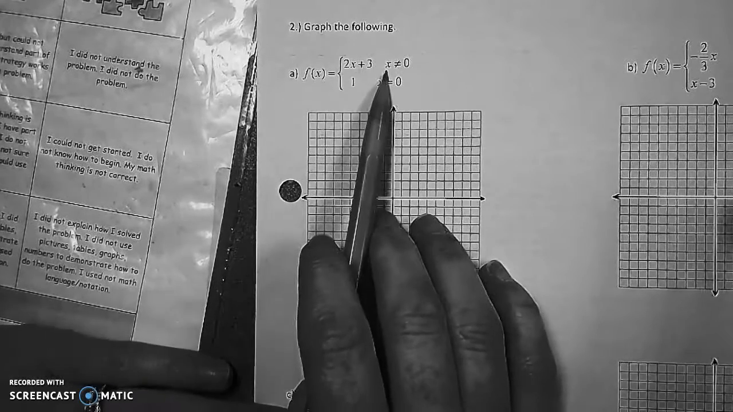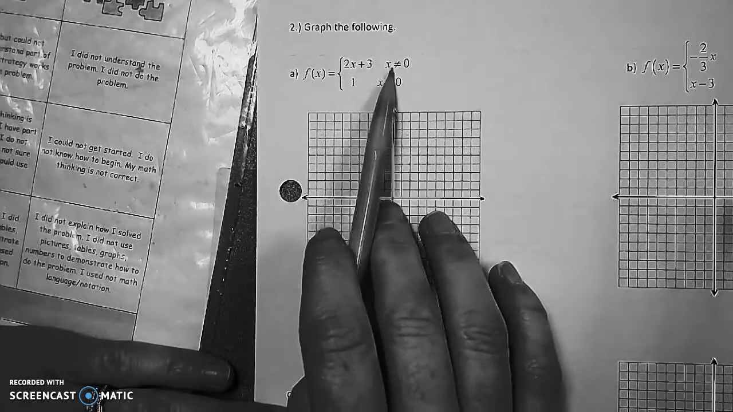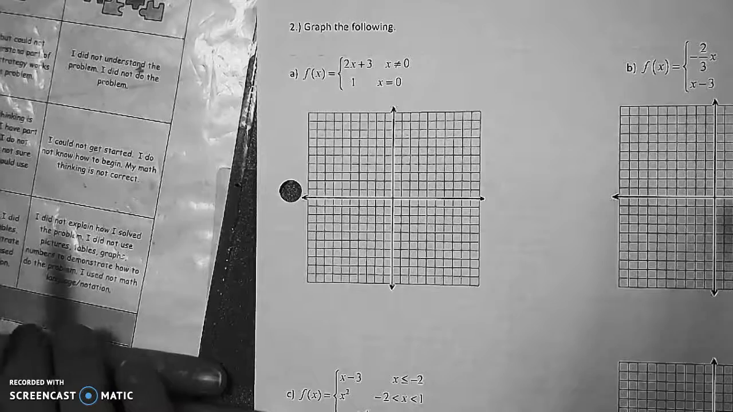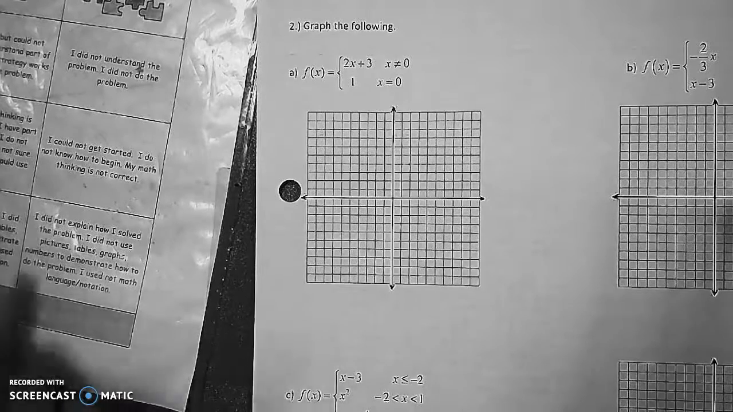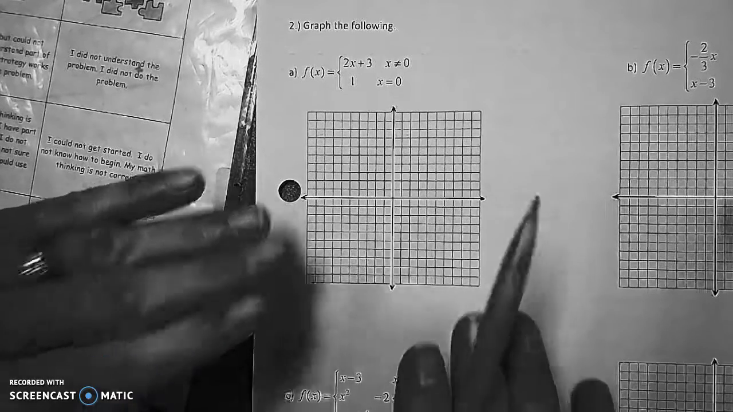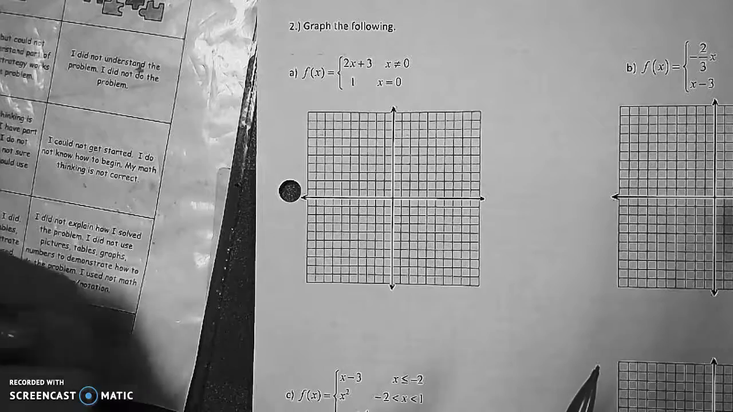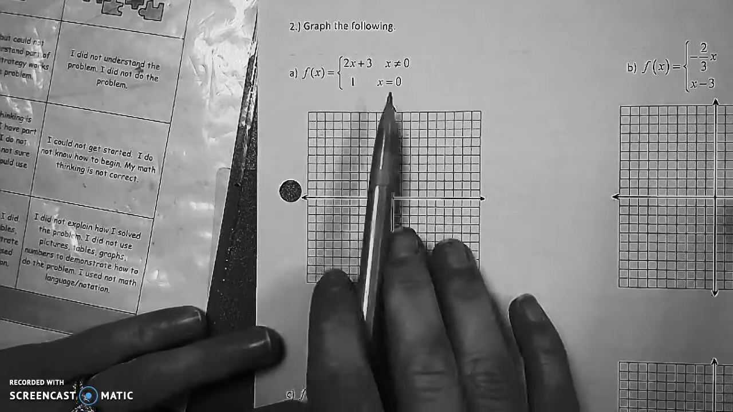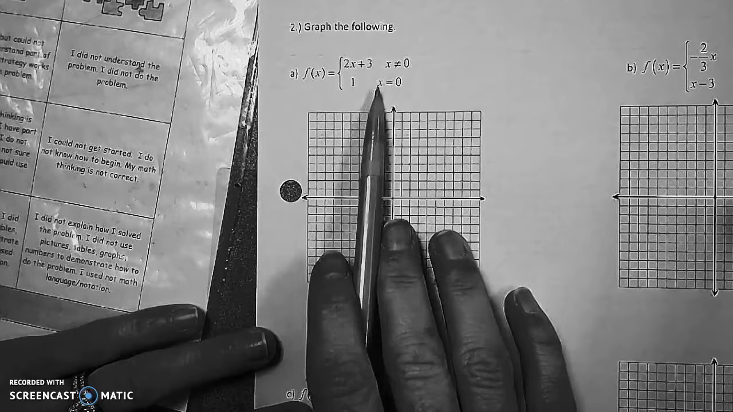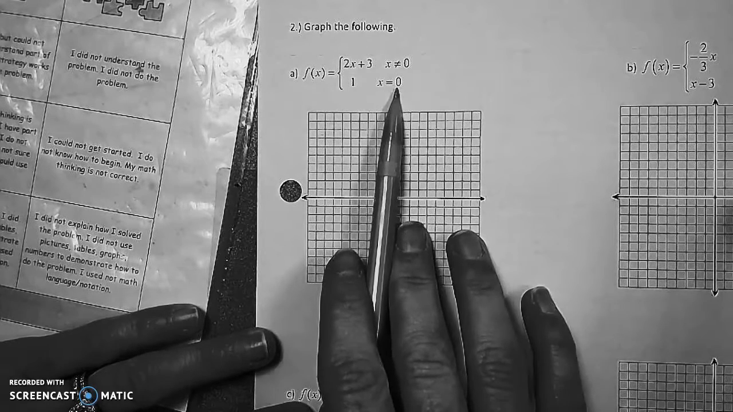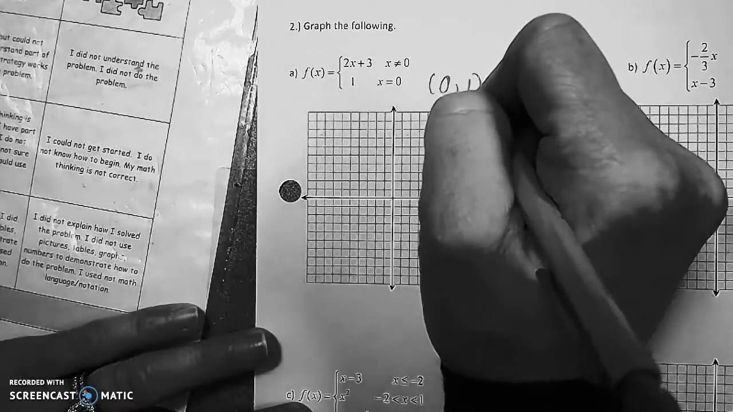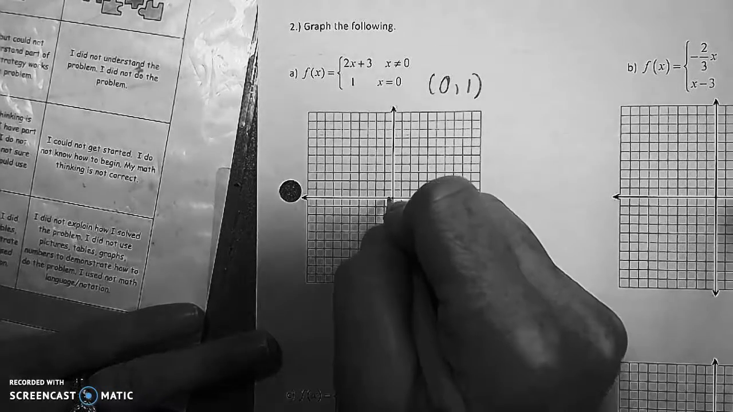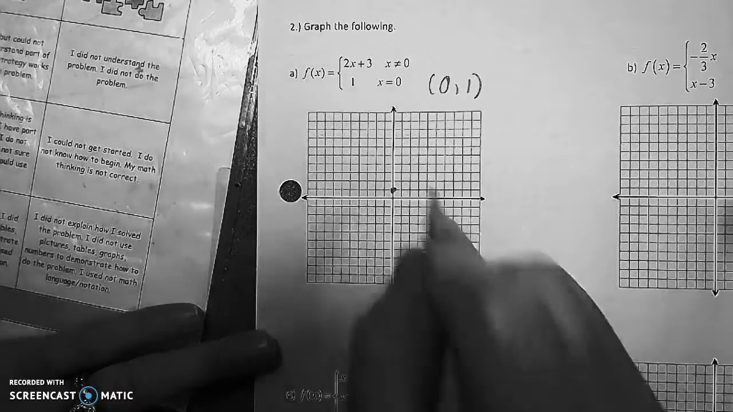For one piece, the domain is simply that x cannot equal 0. So what that means is that it exists for every other x value that we have. It just does not exist at the x value of 0. For the other domain, we see that the only x value it exists at is 0. And at that x value of 0, the y value is 1. So actually that is the point (0, 1).